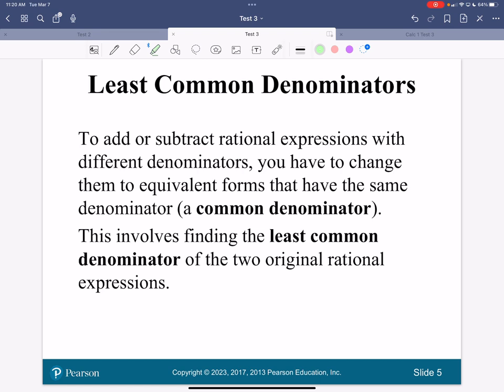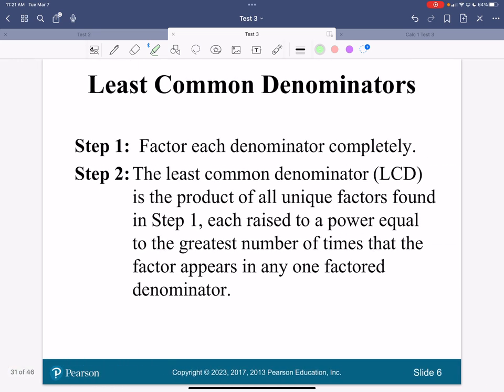So now what we're going to do for the next few minutes is we're just going to practice finding the common denominator. Okay, and then we're going to practice finding equivalent fractions. So that's what we're going to do for the next few minutes. Okay, least common denominator. The denominator is the bottom part of your rational.